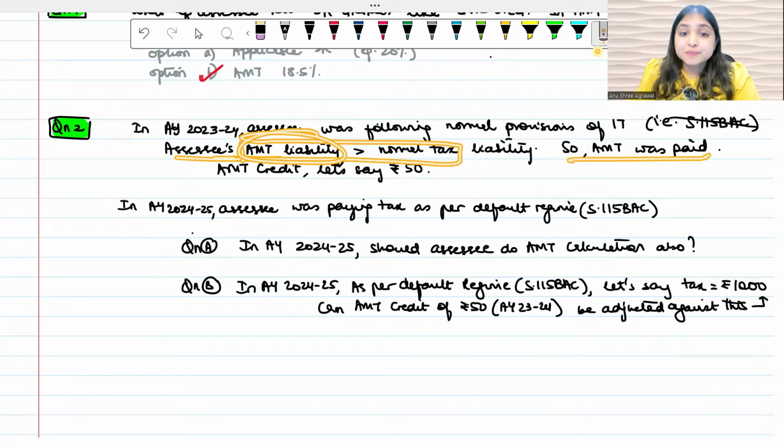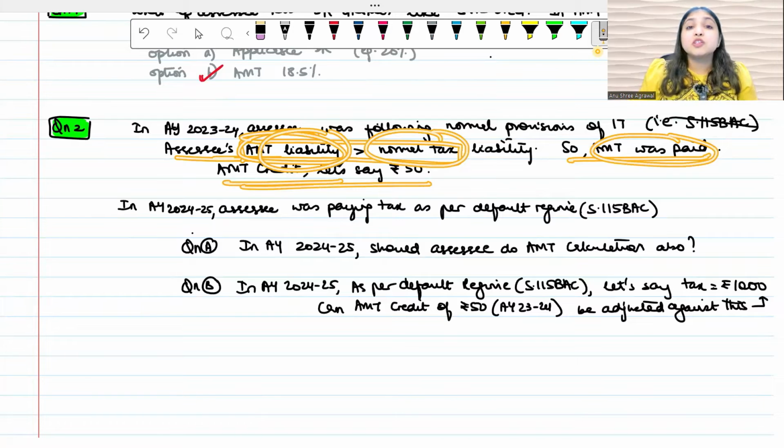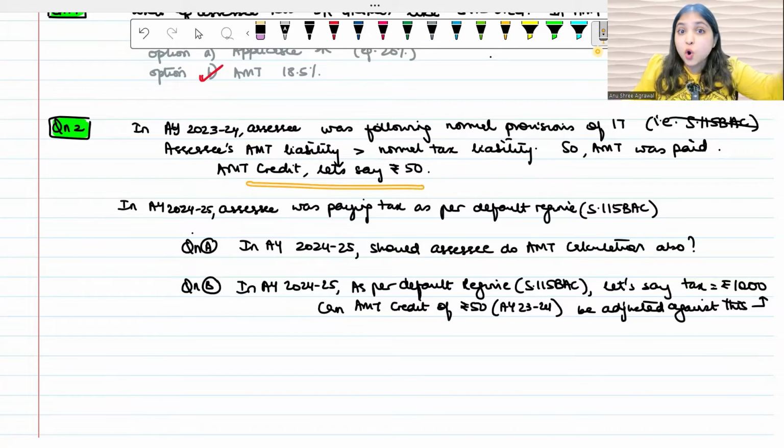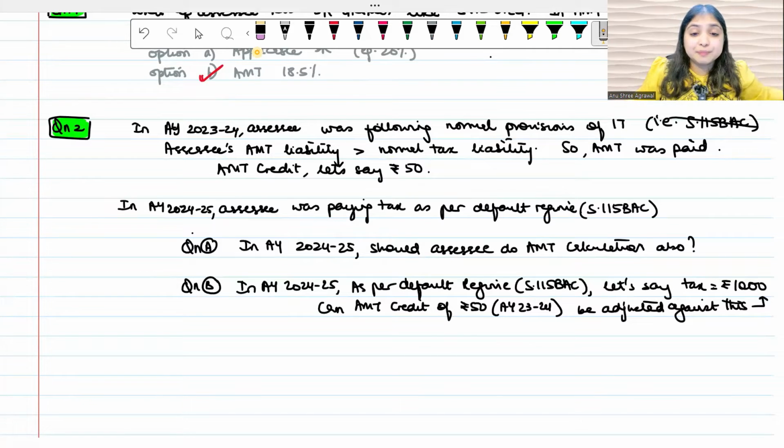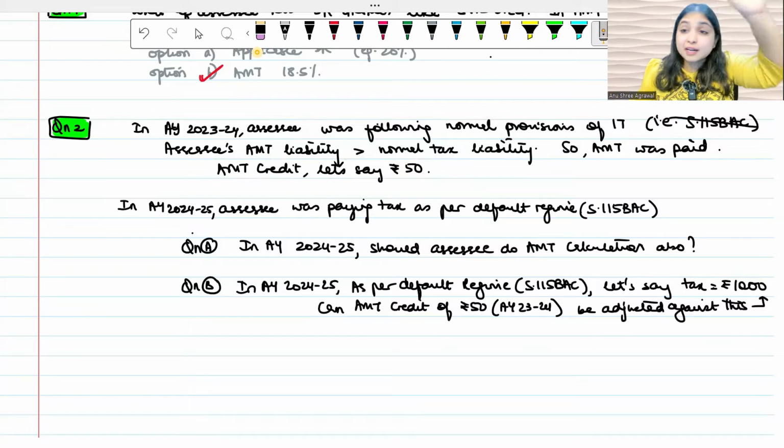So AMT was paid. And we had AMT credit. Because we are paying AMT, because AMT is more than normal income tax, we'll have AMT credit. So AMT credit was, let's say, 50 rupees. So all this is in which year? In 23-24 assessment year, which means 22-23 previous year, they're having AMT credit of 50 rupees. And this AMT credit will have a life of 15 assessment years. Now see, in assessment year 24-25, assessee was paying tax as per the default regime, which means section 115 BAC is following.